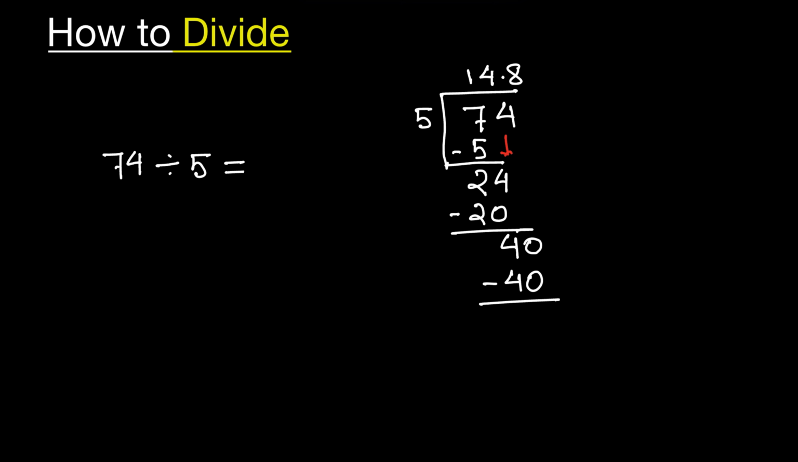Subtract, we get 0. As we have got the number 0 and we have no number to bring down here, so we will stop. Therefore, 74 divided by 5 is equal to 14.8, and this is our final answer.